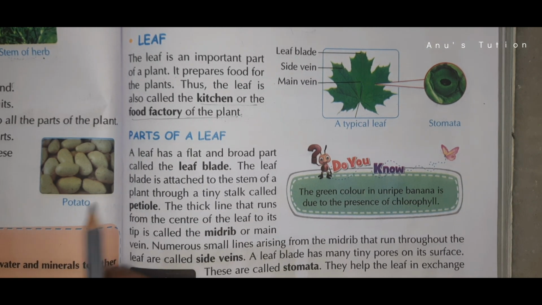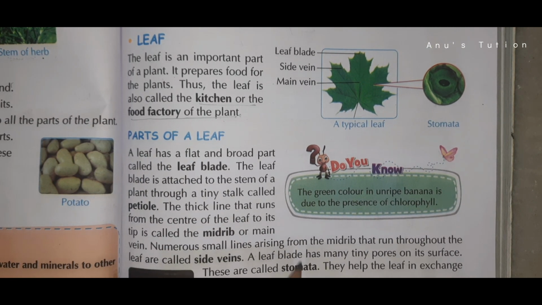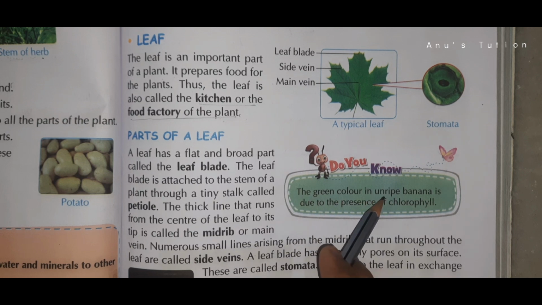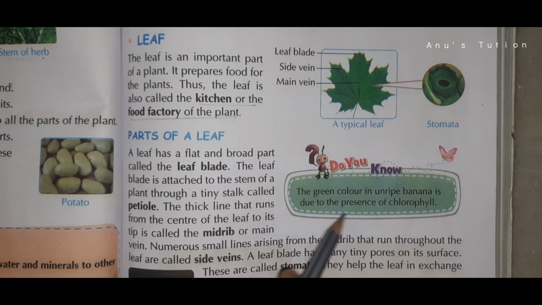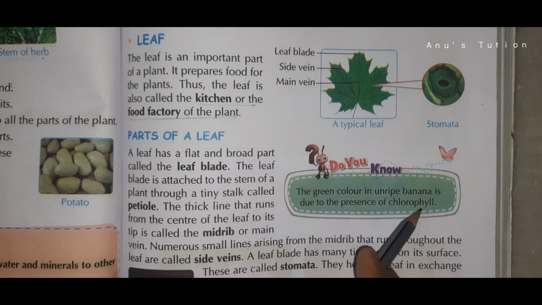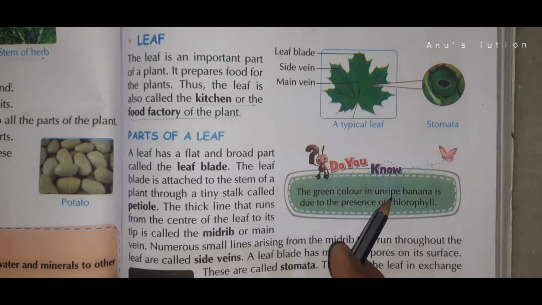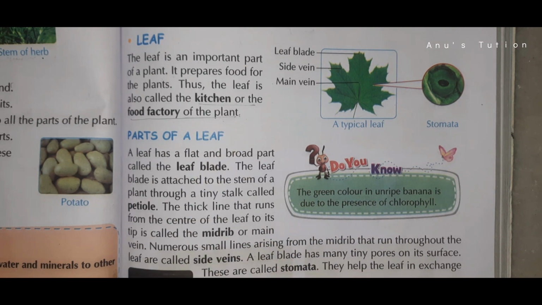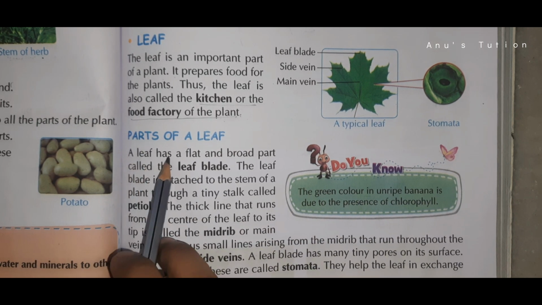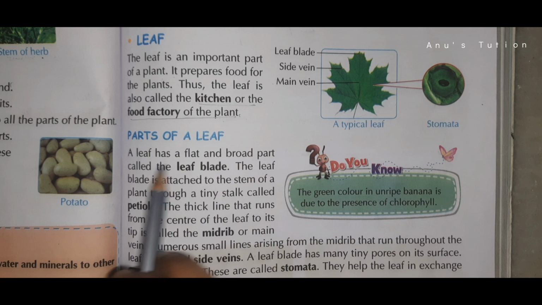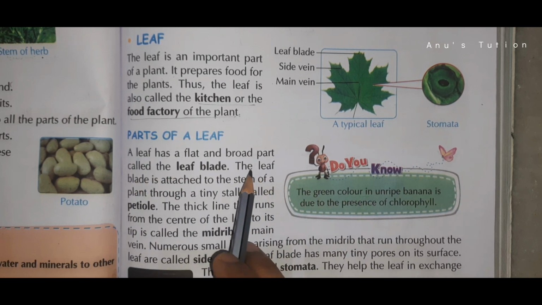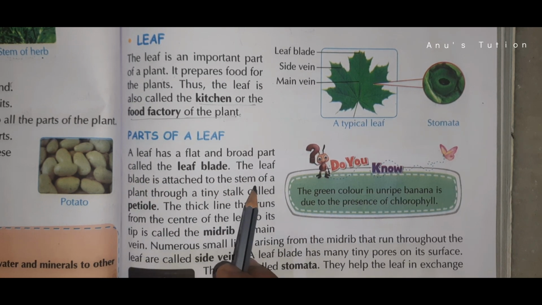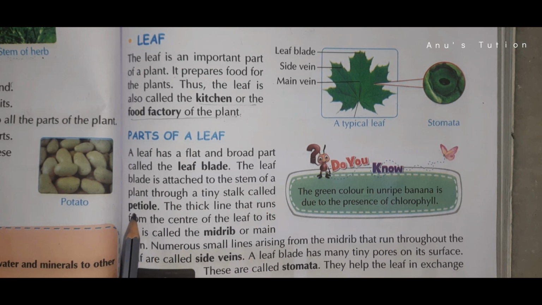Next, parts of a leaf. Here is one important point. The green color in unripe banana is due to the presence of chlorophyll in the fruit. A leaf has a flat and broad part called the leaf blade. The leaf blade is attached to the stem of the plant through a tiny stalk called the petiole.